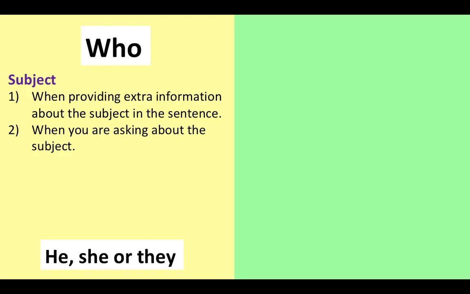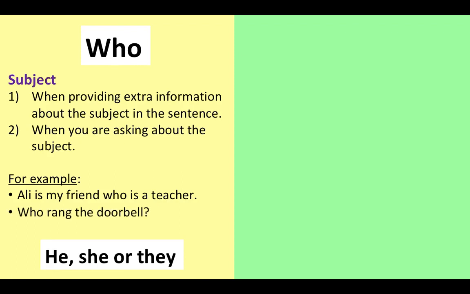Let's go through a few examples. Ali is my friend who is a teacher. Here, we can replace the pronoun. We can say, Ali is my friend, he is a teacher. Who rang the doorbell? We can answer this question with, he rang the doorbell, she rang the doorbell, or they rang the doorbell, depending on who rang the doorbell.